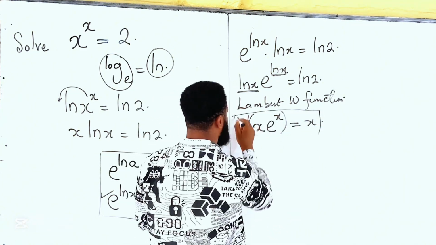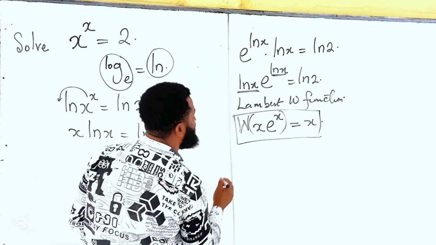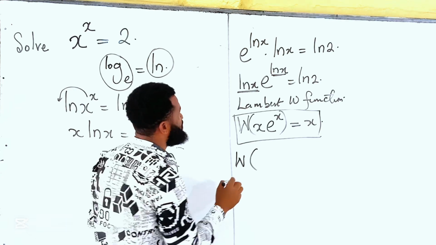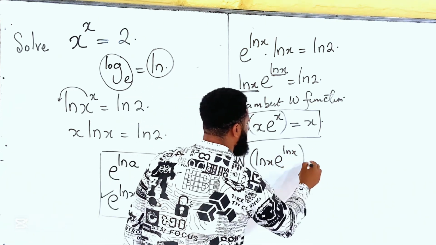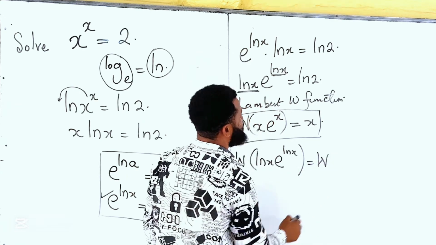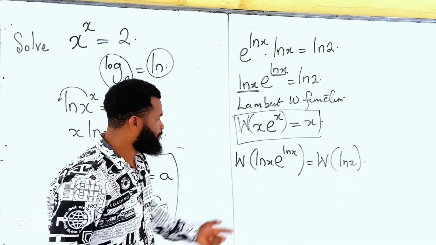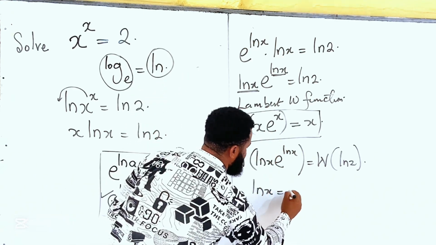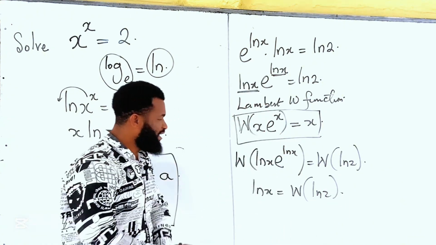Also keep this one and be refreshing your memory, okay? At this point, I'm going to take the Lambert W function of both sides. Remember, I have ln x times e to the power of ln x, and this is equal to W function of ln 2. From this pattern, the answer is going to be ln x, which is equal to W of ln 2.